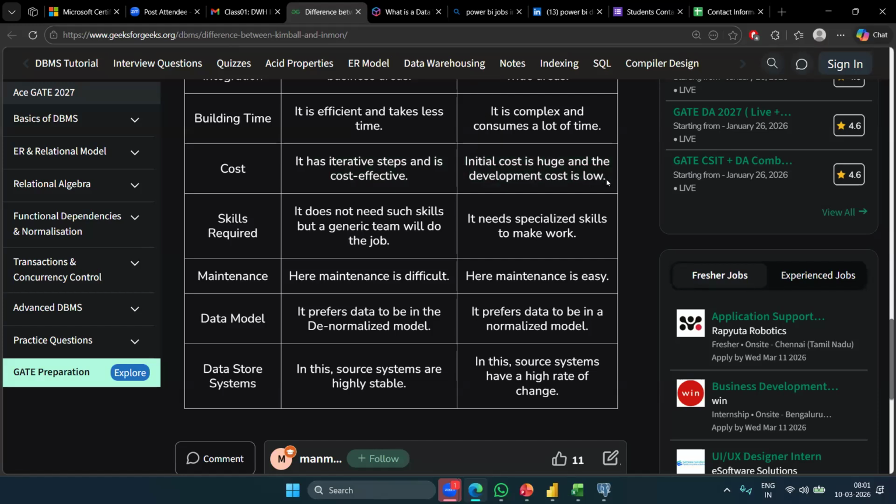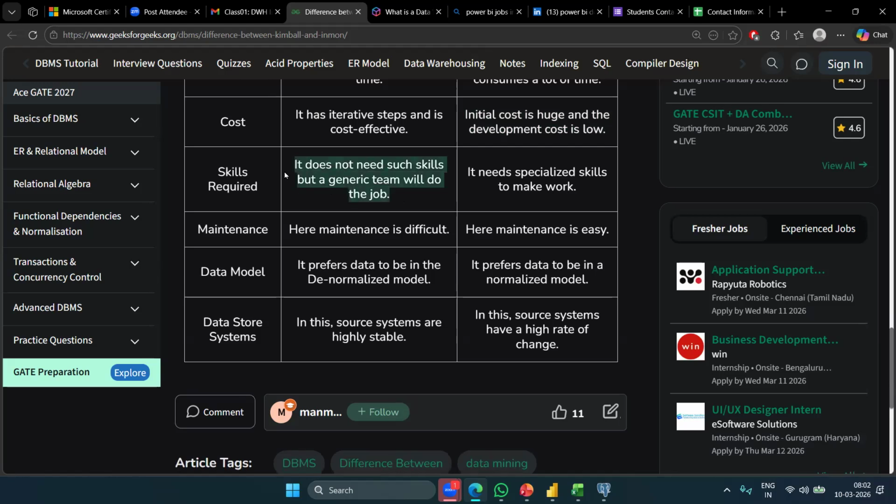So I want you to capture this point: the initial cost is high because we need to get all the teams in one place. We need to get the subject matter experts from each area, and we need to understand more. But once we have the architecture and everything is built, then we can start production like mass production. That is the reason development cost is low.